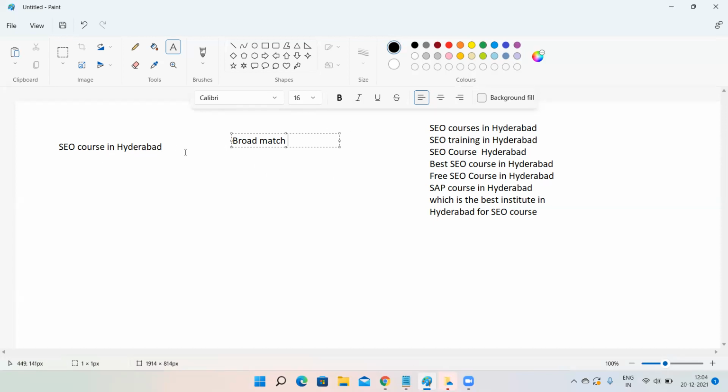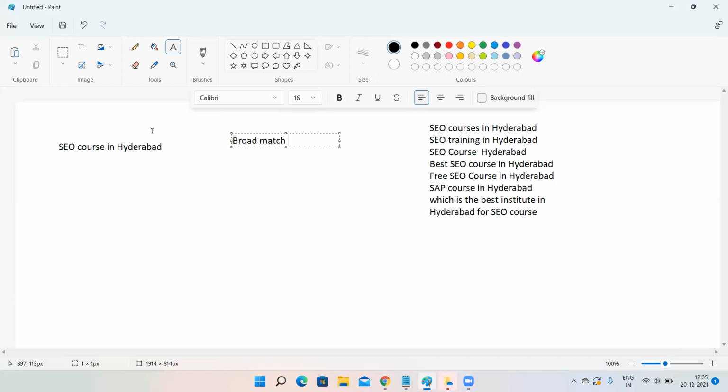Now, SEO course in Hyderabad. Somebody is searching. You have targeted the keyword SEO course in Hyderabad and somebody is searching SEO course Hyderabad. Still, your advertisement is going to appear. Now, assume that you have targeted the keyword SEO course in Hyderabad and somebody is searching for best SEO course in Hyderabad, your advertisement will appear. For courses, your ad is appearing, no problem. Training appearing, no problem. For course appearing, no problem. For best also, it is good only, so no problem.